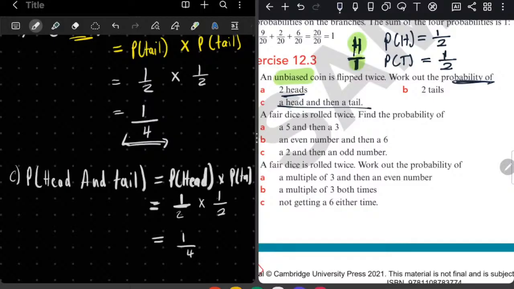Are we together? Okay. Well done, well done, well done.